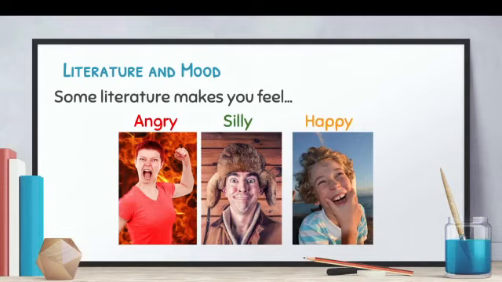Sometimes literature can make you feel all the same words, the happy words and the angry words that we saw with tone. But this time it is on your part, the reader or the viewer. They could feel angry, they could feel silly, they could feel happy.